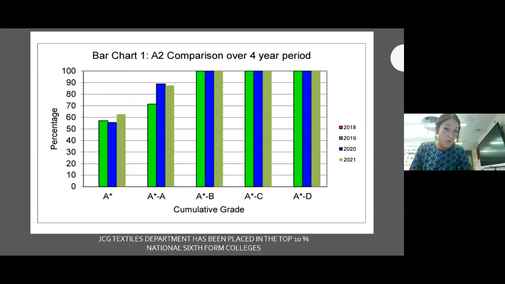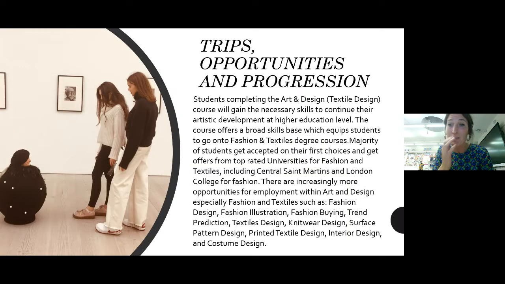This is our results over the years, and as you can see, they have been really exceptional. Since 2018, we've had 100% A-star to Bs, ranging from 88% A-star to As and 62% A-stars last year. The textiles department has been placed in the top 10% of national sixth form colleges. So we've got this fantastic range of achievement that the students have really developed on the course.